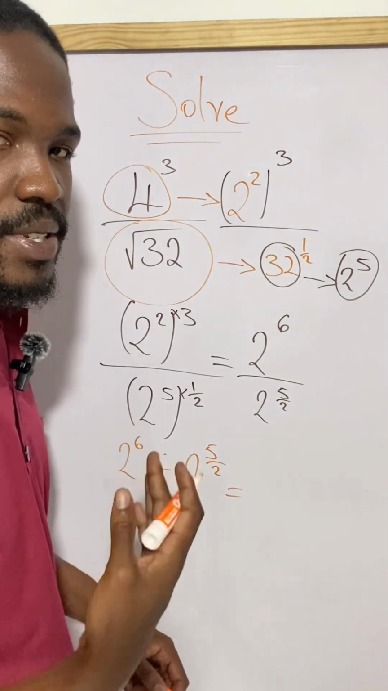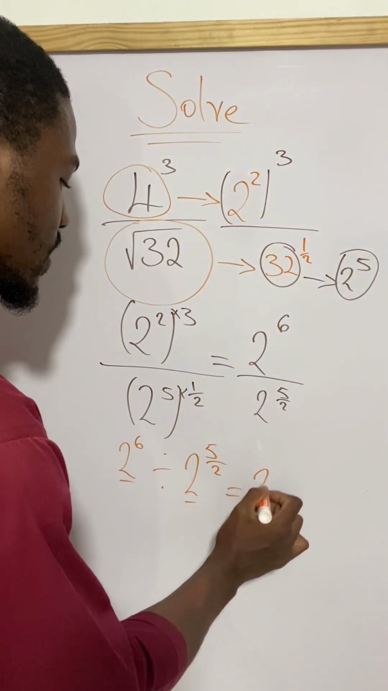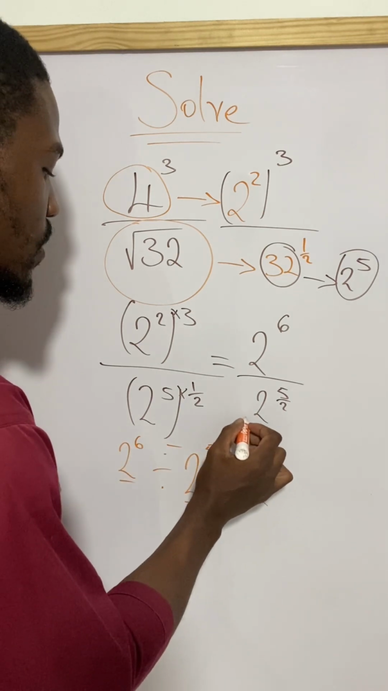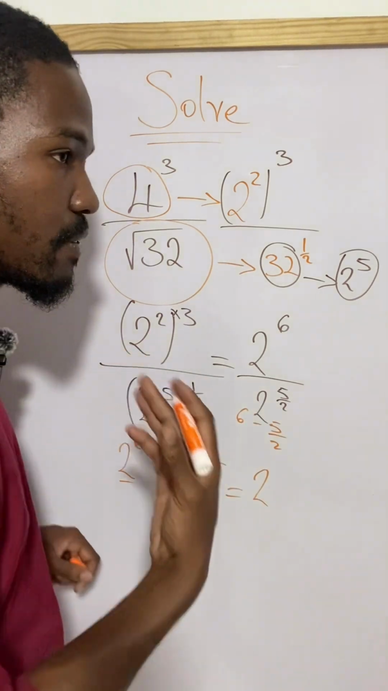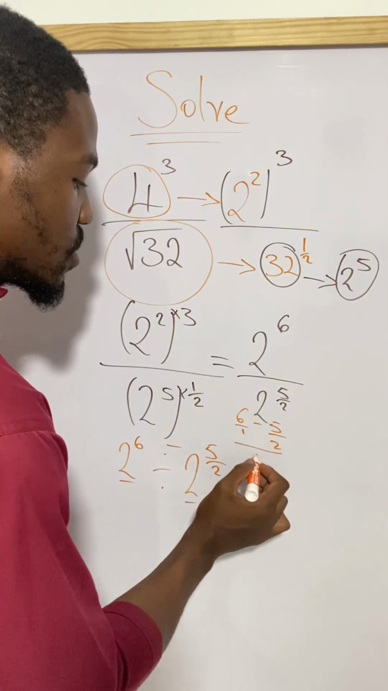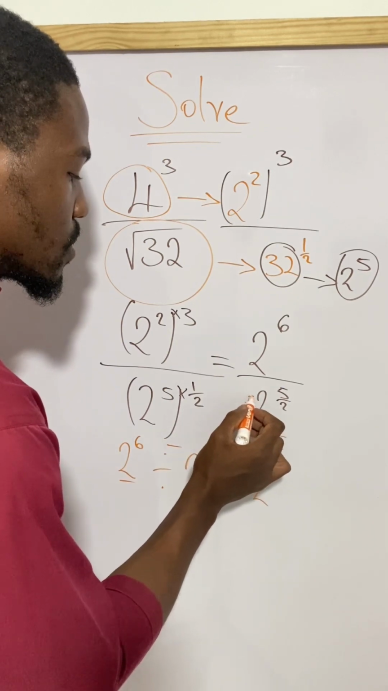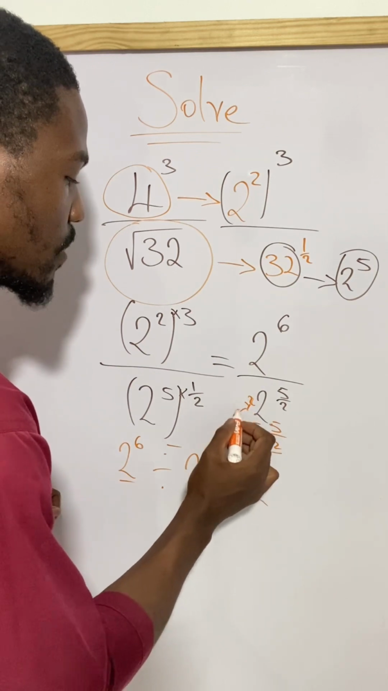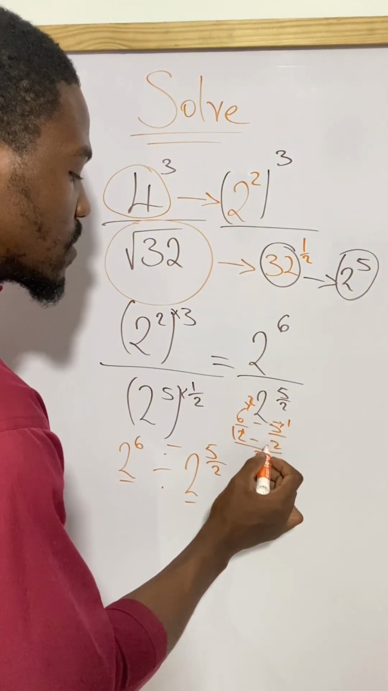And what do you know when we have the same base? There's a rule that says whenever we have the same base, we can rewrite it and subtract our powers. So now we have 6 minus 5 over 2. To subtract fractions, we have to find the LCM, which in this case would be 2. 1 into 2 is 2, so we multiply the numerator: 6 times 2 is 12. And 2 into 2 is 1, so 5 times 1 is 5.